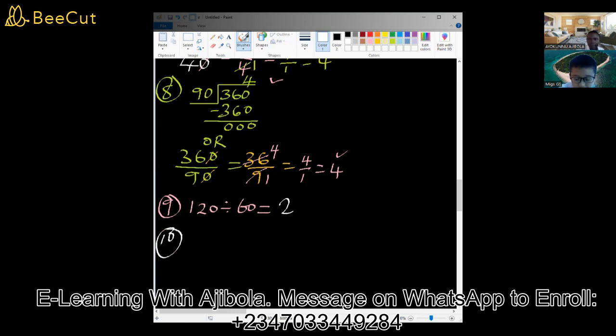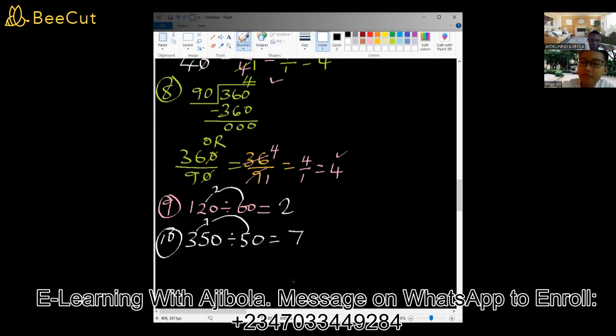Number 10. 350 divided by 50. So if 0 cancels 0, we have 35 divided by 5. 5 times what will give me 35? That is 7. Just like 6 times 2 will give me 12. Fine. 5 times 7 will give me 35. Is that clear? So that's why the answer here is 2, and the answer here is 7.